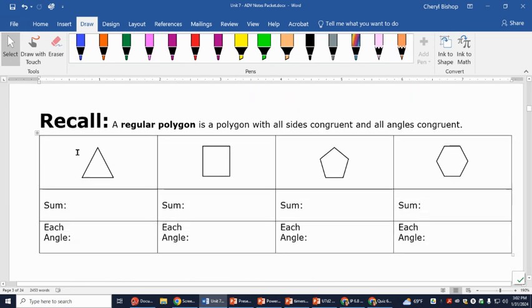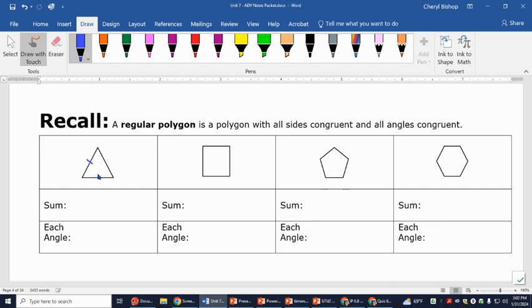All right, let's do a little bit of a review. Remember, we talked about regular polygons in the last unit. It's a polygon where all my sides are congruent. So if all of these are regular polygons, all 3 of those sides are the same, all 4 of these sides are the same, all 5 of these sides are the same, and all 6 of these sides are the same. And then remember, all your angles are going to be congruent. So these 3 angles are all congruent. These angles are all congruent. These angles are all congruent. And all 6 of these angles are congruent.